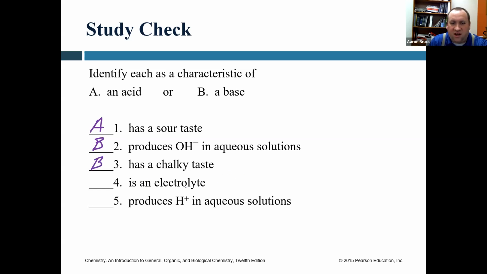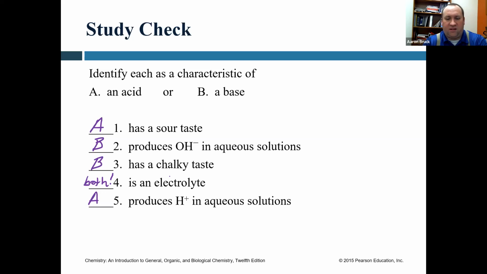Which one is an electrolyte? Trick question. It's both. Both are electrolytes. Both produce ions in solution. Which one produces H plus? Well, hydroxides are indicators of base. H pluses being produced in aqueous solution, that is an Arrhenius definition. So that's A for acid.